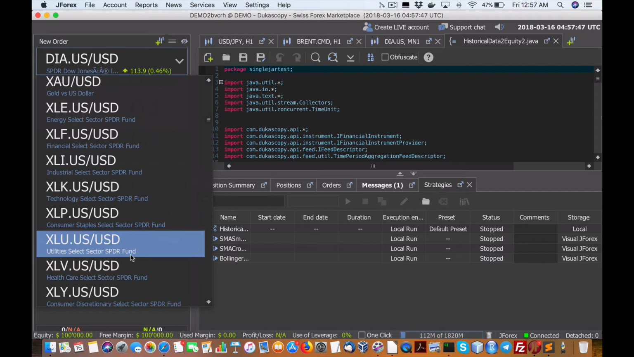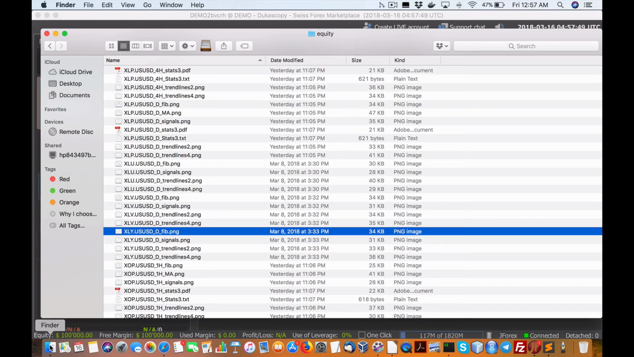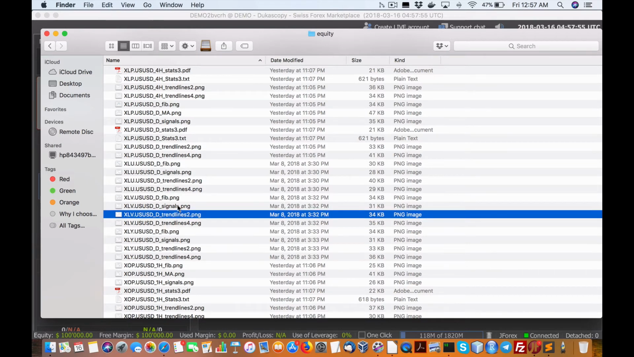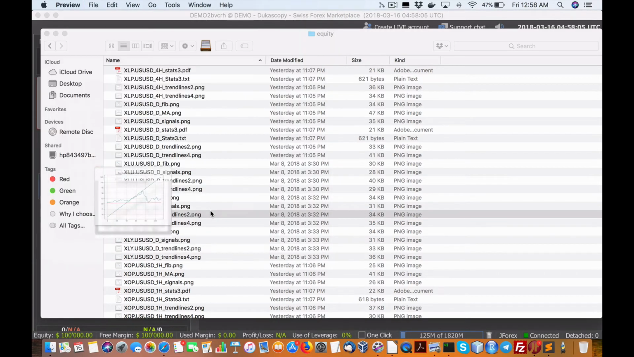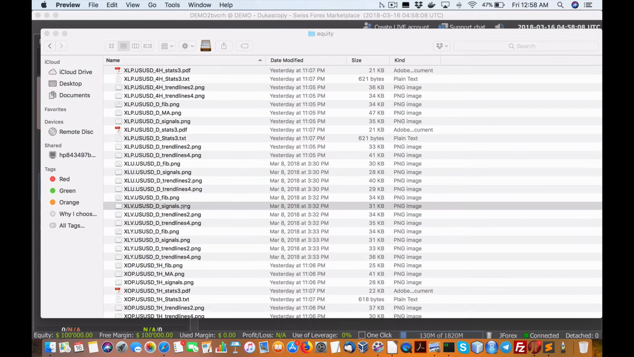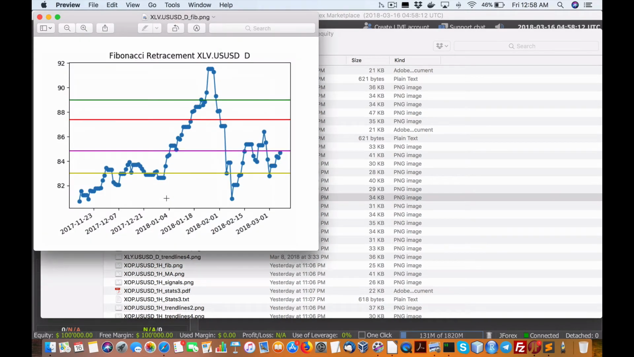Healthcare. So the utilities, XLV. We only have daily for XLV. No 4-hour one. It's not tracked by Ducascopy. But it did look pretty good. Definitely stabilizing. This might be a decent one to jump into. As I said, it's definitely undervalued.